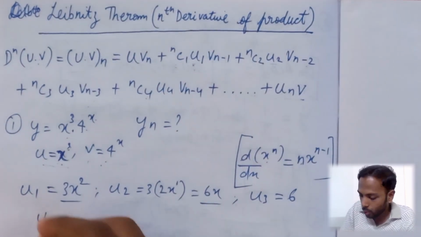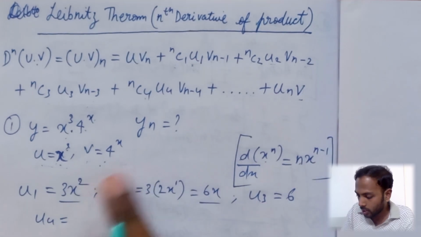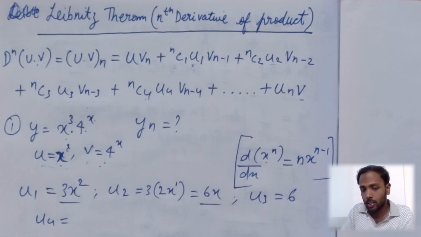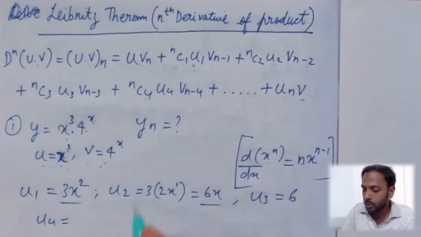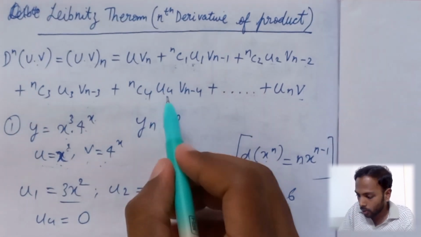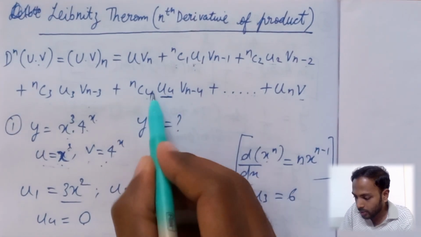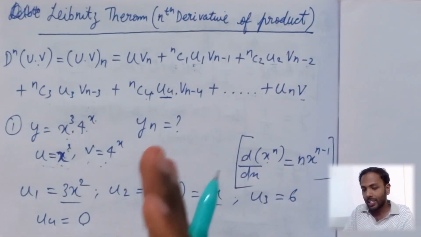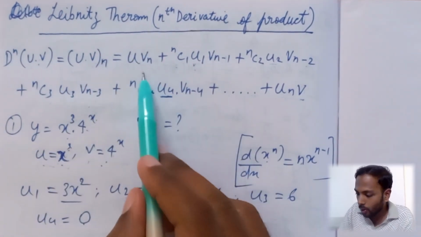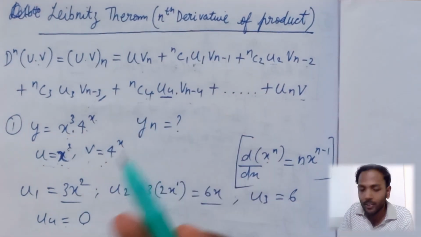And then u4 is what? u4 is nothing but differentiation of 6. u3 is differentiation of u2, u4 will be differentiation of u3. u3 is 6. 6 is a constant. So differentiation of any constant would be 0. So since you got u4 as 0, and there are multiplications here, you can clearly say that this particular question will have only till this term. It will not have this term because u4 is anyway 0.